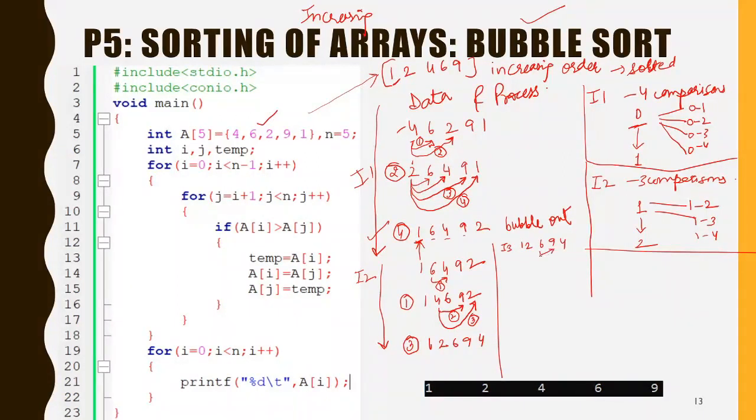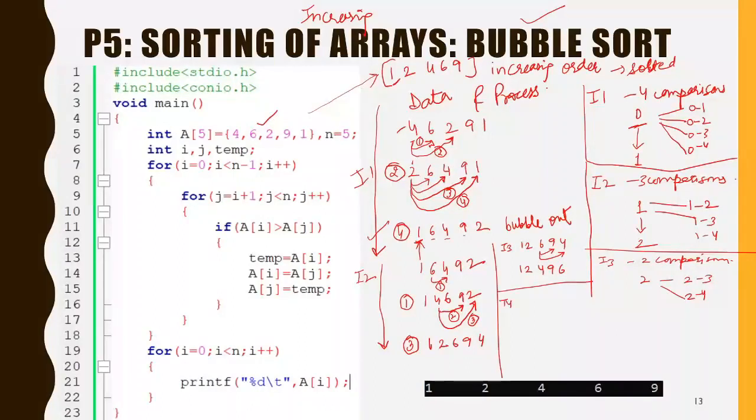6 is compared to 9, no change. 6 is compared to 4, yes, there is a change. So we make two comparisons. In I3, we are looking for the right place for 2, and the comparisons are 2 with 3 and 2 with 4. Two comparisons have been made. Sorry, 2 is compared with 3 and 2 is compared with 4. So in this replacement, we get 1, 2, 4, 9, 6. This is the interchange that will happen in I3.